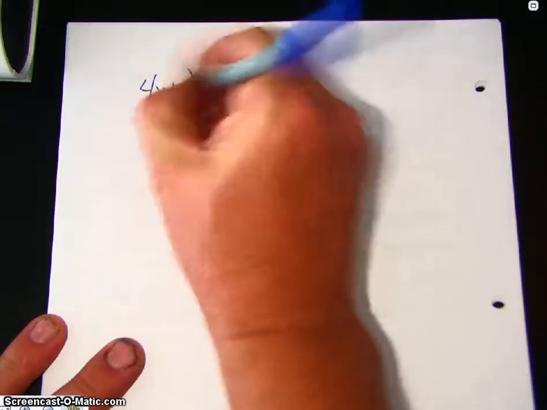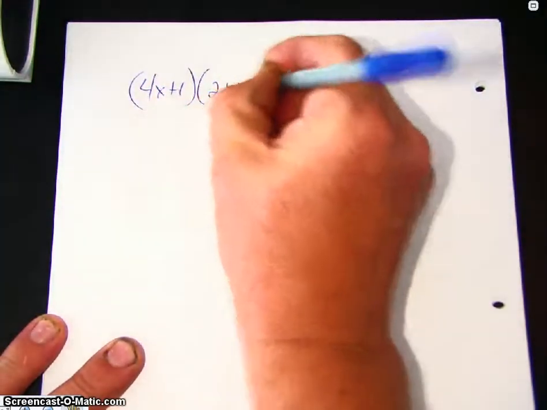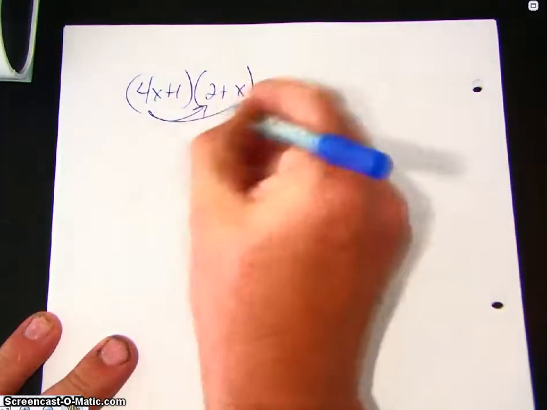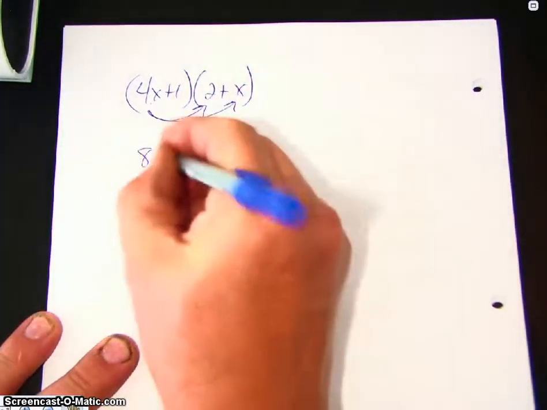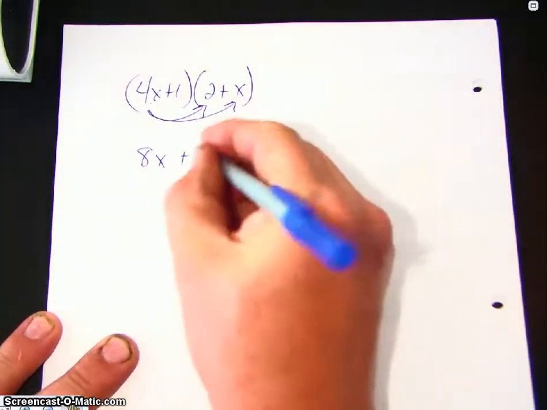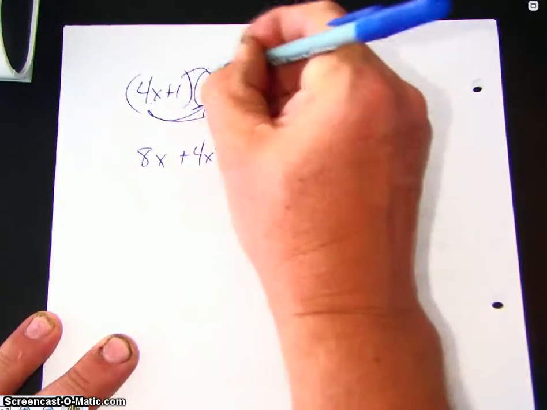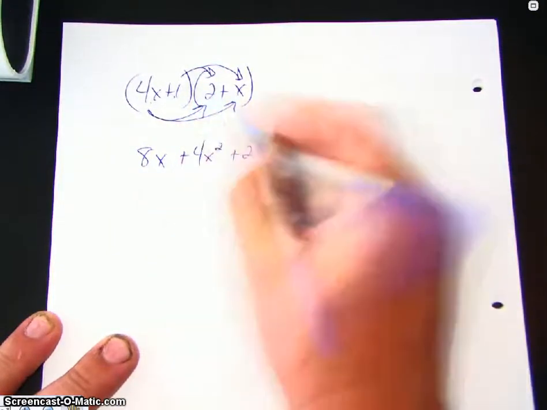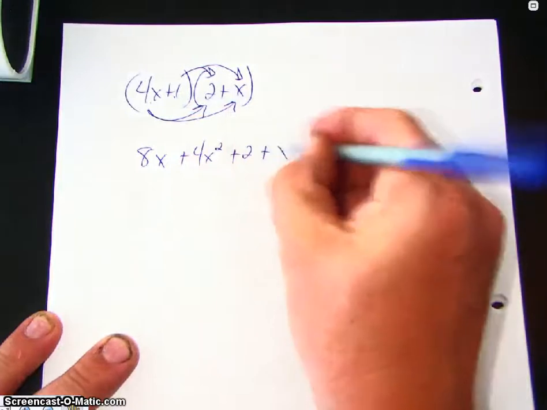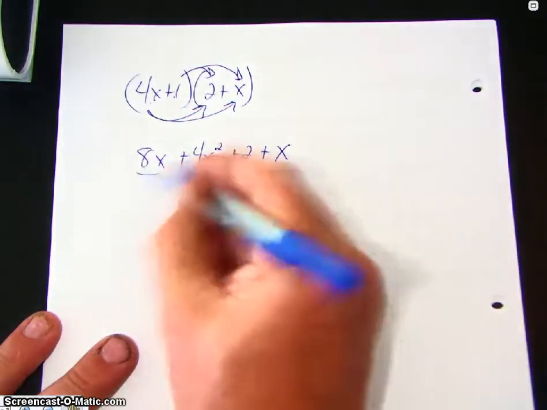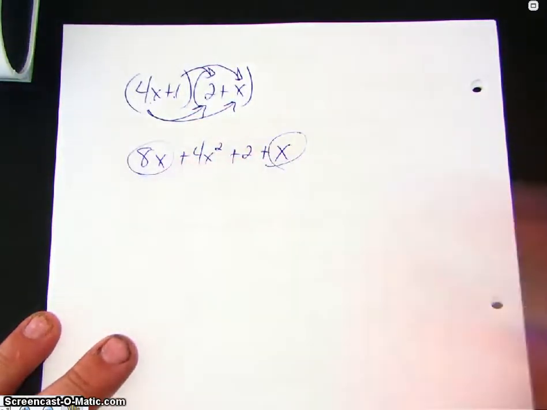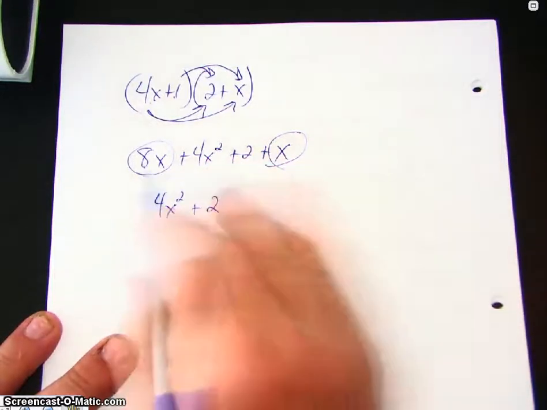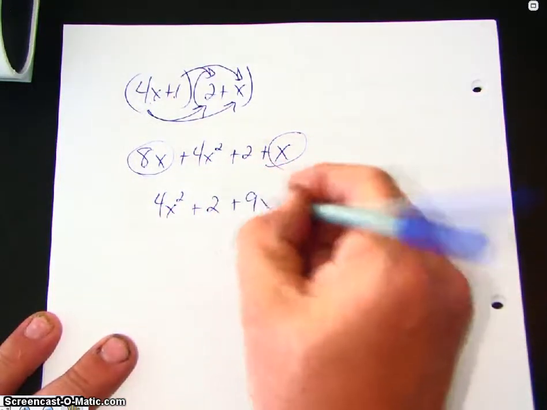4x plus 1 times 2 plus x. Okay, and multiply that and that. So it'll be 4x times 2, 4x times x. Then multiply like so, 1 times 2, and 1 times x. So here are my like terms. So I have 4x squared plus 2, then 8x plus x is 9x.